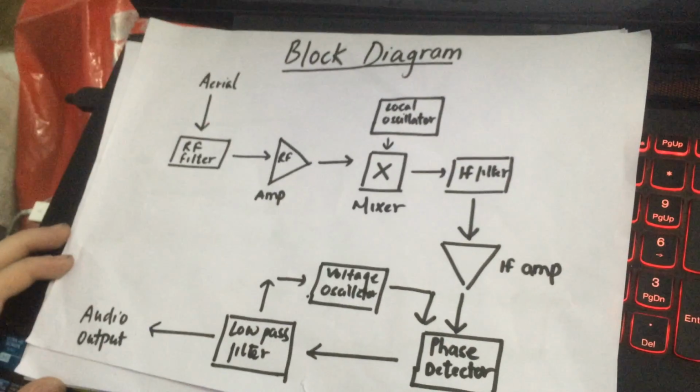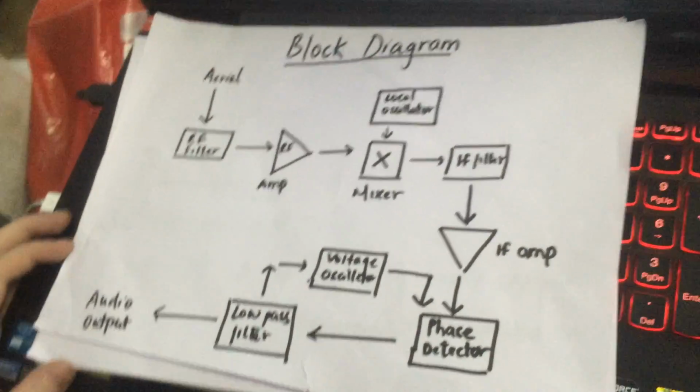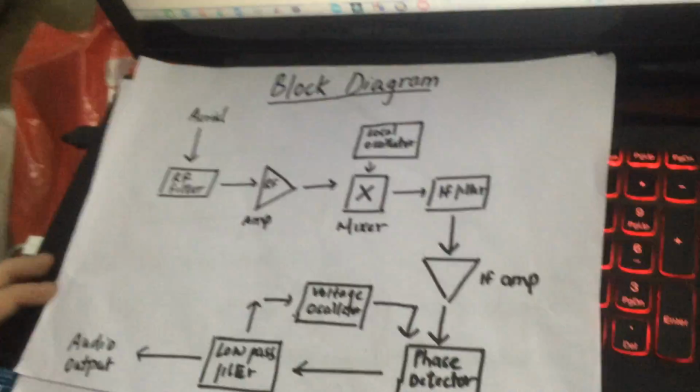This is the block diagram of a typical radio receiver. As you can see, there are many components in a radio receiver, but don't fret, we'll be talking about each of them one by one.